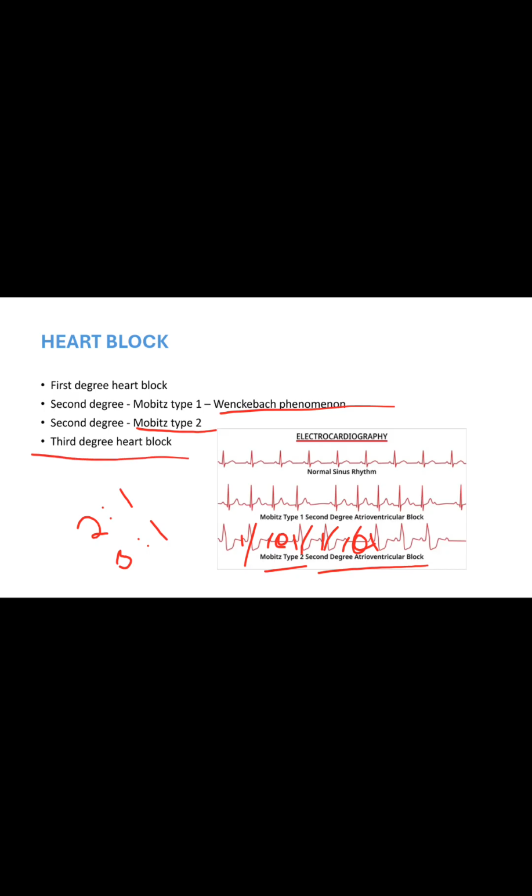Now, third degree heart block means it is complete AV dissociation. That means there is no association between the P and QRS. They happen at random intervals. P will be on its own, QRS will be on its own. So the atria is no longer controlling the ventricular rate and rhythm. They are firing on their own. That's complete heart block, or third degree heart block.